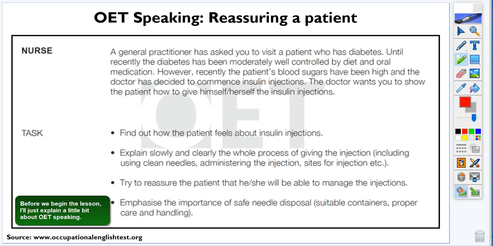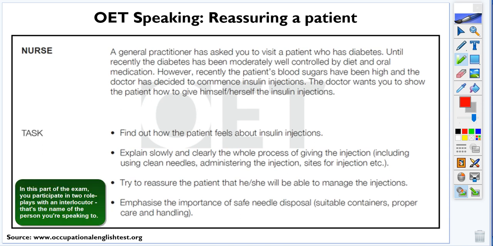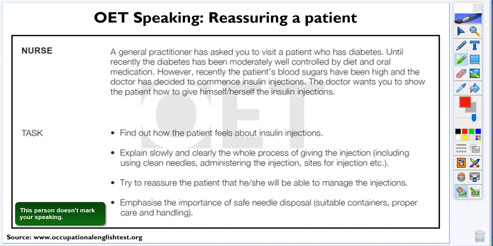Before we begin the lesson, I'll just explain a little bit about OET speaking. In this part of the exam, you participate in 2 role plays with an interlocutor. That's the name of the person you're speaking to. This person doesn't mark your speaking. You have 5 minutes for each role play, and it's a good idea to use all of that time. Now, back to the topic of this video.